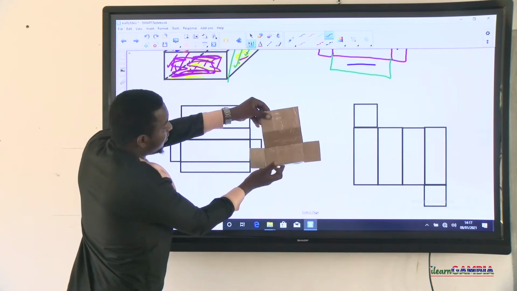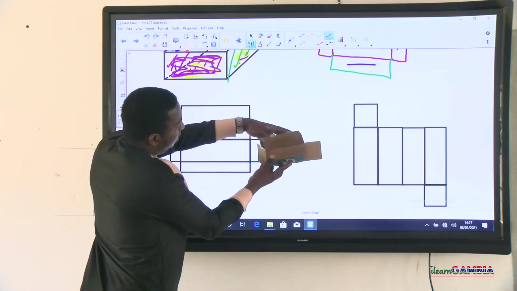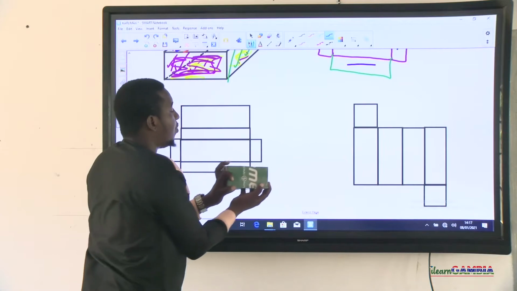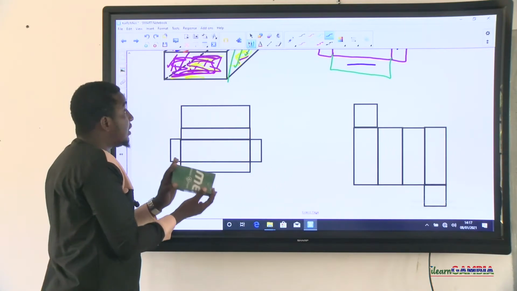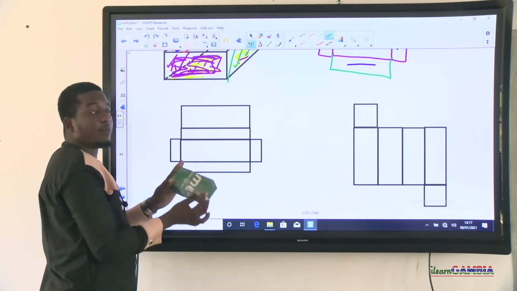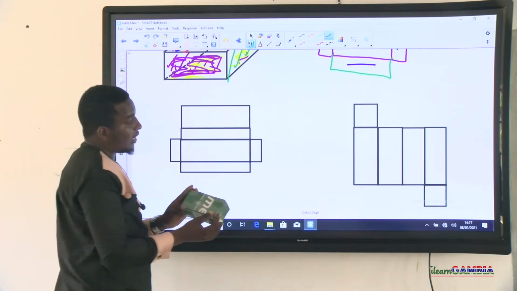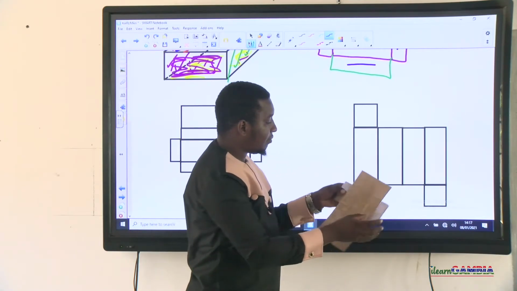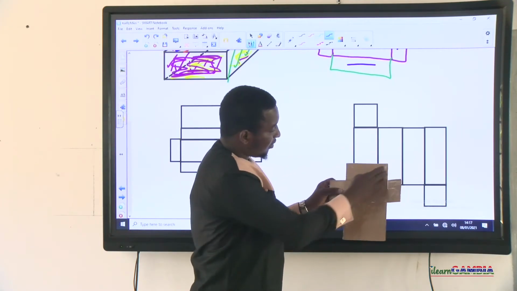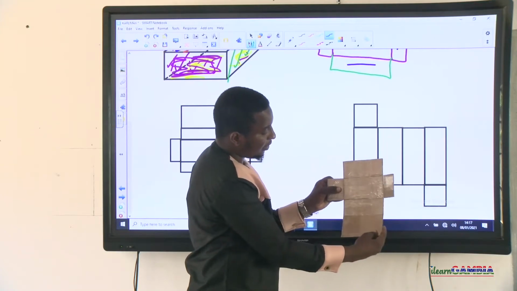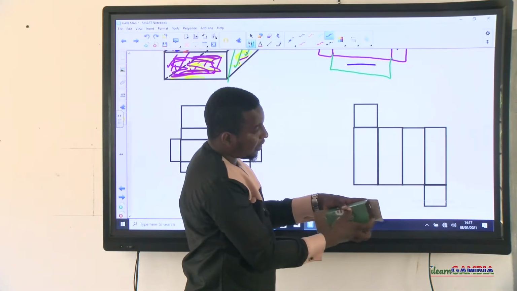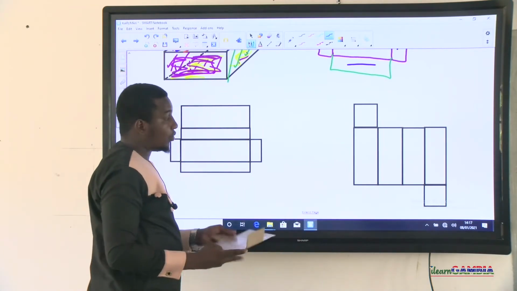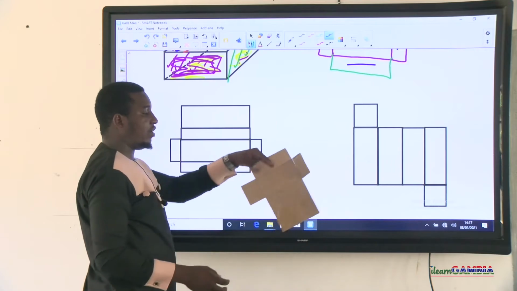When you fold this side, fold here and fold the one on top, fold the sides, then you will form what we call a box, which has the shape of a cuboid. Again, even this other one, although this side is attached here and this one is attached here, when you fold it, at the end of the day it will form what we call a cuboid. So this is how the net of a cuboid looks like.